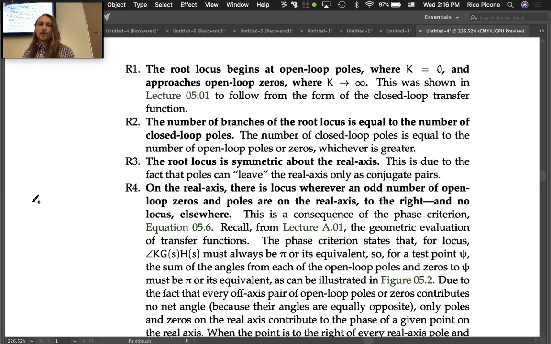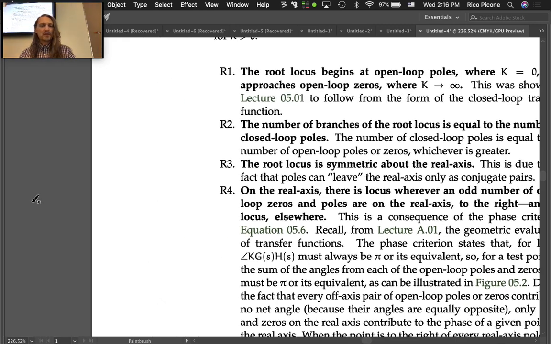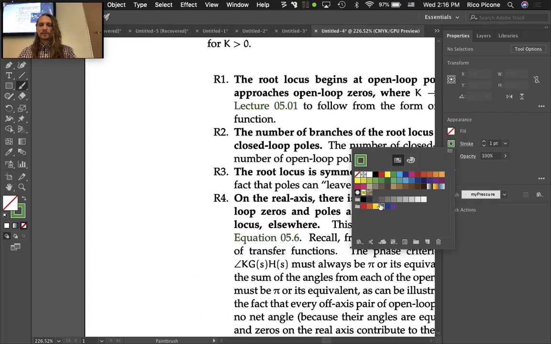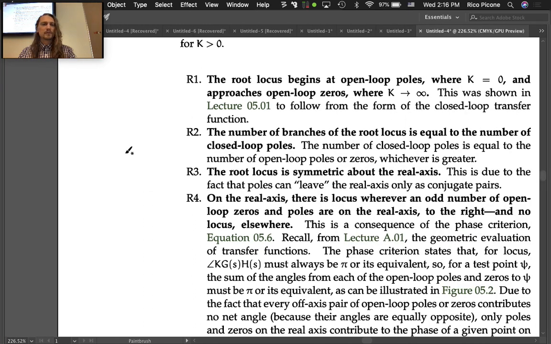Great. Rule 3. The root locus is symmetric about the real axis. So remember, we're sketching the root locus in the complex plane. So we've got the real axis, and we've got the imaginary axis. And we have symmetry about the real axis for the root locus.